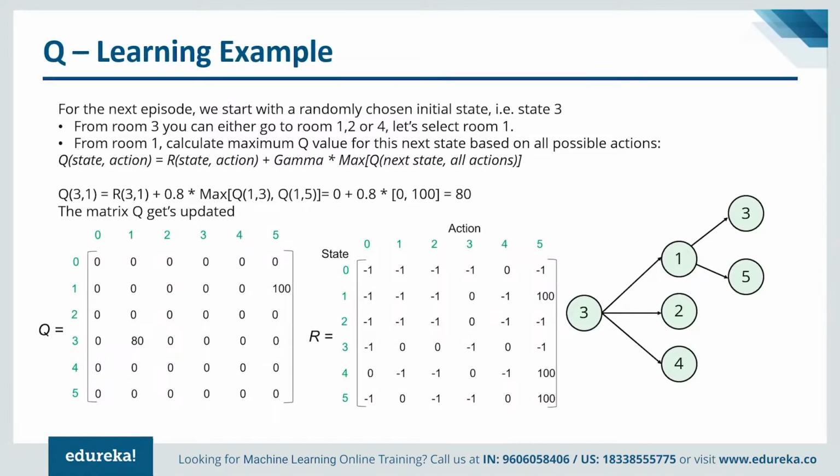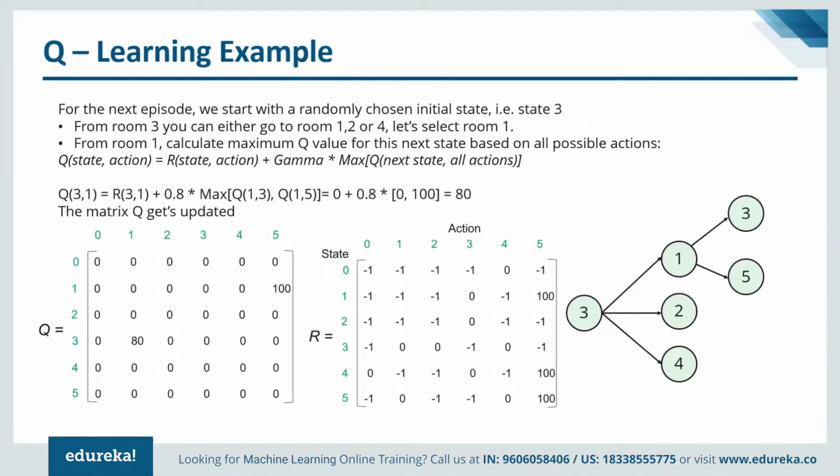Now, if you calculate the Q value using this formula, let me explain this once again. Q3, 1 basically represents that we're in room number 3 and we're going to room number 1. So this represents our action. We're going from 3 to 1, which is our action, and 3 is our current state. Next, you'll look at the reward of going from 3 to 1. If you go to the reward matrix, 3, 1 is 0. This is because there's no direct link between 3 and 5. So that's why the reward here is 0. So the value here will be 0.